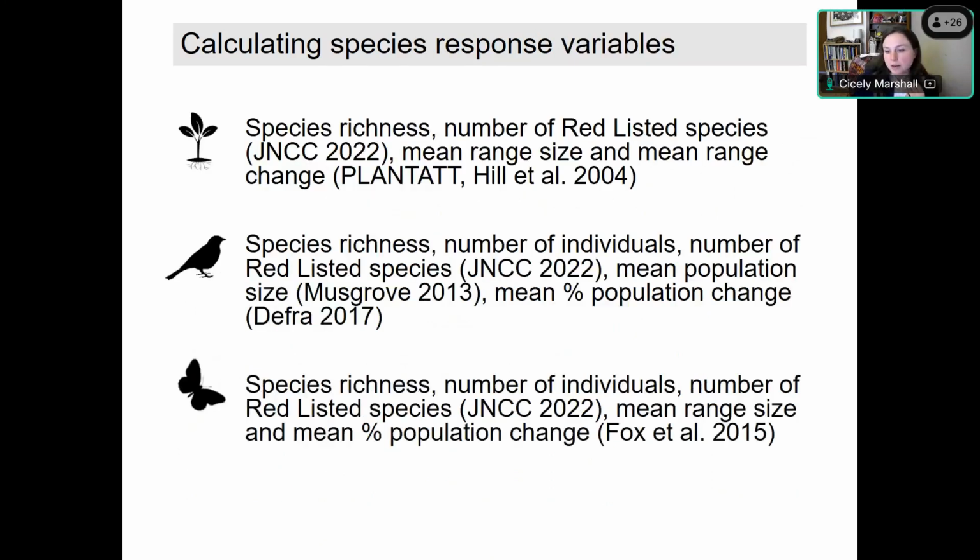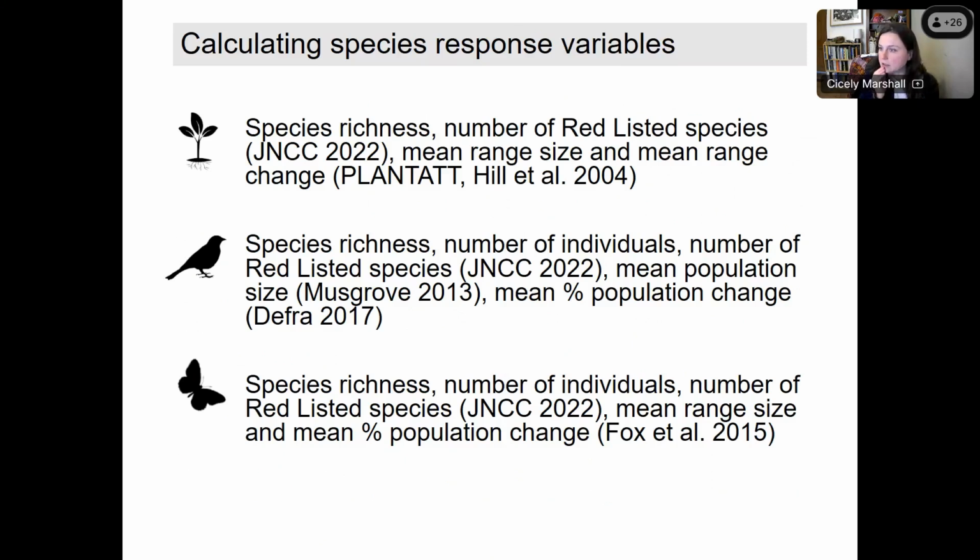So we used those long-term species data to calculate the response variables. For plants, we used species richness, number of red-listed species, plant species range, and mean range change. That's how species have increased or decreased in range size over the last, I think it's 20 years, over the Plantatt data.